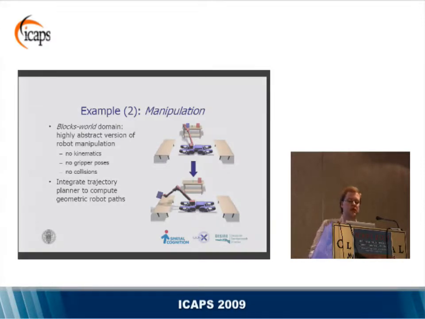The second example is manipulation. So if you look at, for example, the blocks world, you can see it as an abstract version of robotic manipulation. There are objects, the blocks, they are moved around, but there's a lot missing from it. So there's no robot model, no kinematics, no gripper poses, no collisions, and there's an infinite table. So all this won't really work in the context of applying this to manipulation. But when you could plug in a trajectory planner, then you would get a system which will give you a full manipulation planner.